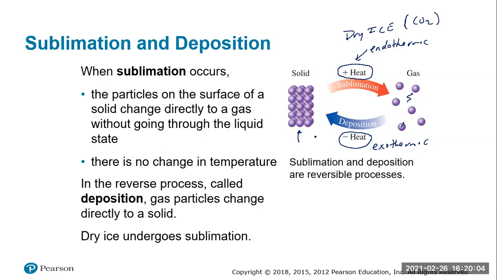Deposition coming the other way, going from gas directly to solid, no liquid part. That's the process they used to use, and I guess they still use it, for CDs and DVDs. They're kind of shiny on top. If you're not sure what that is, go Google it. But if you look at a CD or DVD, it's usually very shiny on top, and that's the process they use to deposit certain metals on top of those.